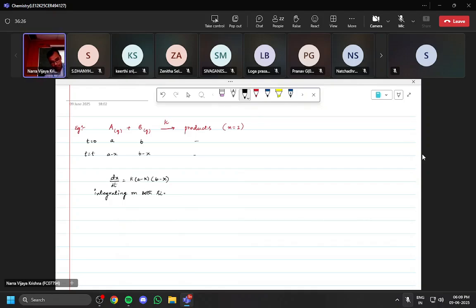Integrating on both sides, integral dx upon (a minus x)(b minus x) is equal to integral k dt, between the limits 0 to x here and between the limits 0 to t. Correct? Now, what is this value?